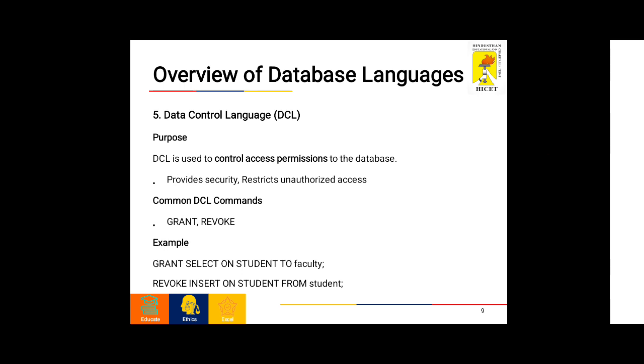Next one is data control language. DCL is used to control access permissions to the database. It provides security and restricts unauthorized access. Common DCL commands are grant and revoke. Examples are given: grant select on student to faculty is an example for the grant command, and revoke insert on student from student is an example for the revoke command.